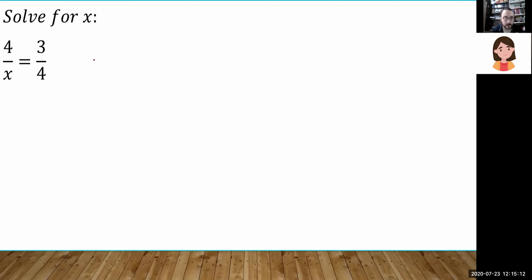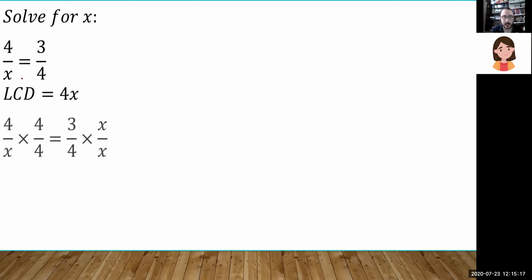So here what I did, first the LCD is 4x. Because the LCD is 4x, I need to turn this to 4x, so I multiply by 4. And this one also up, I multiply by 4. And here too, I need to turn this into 4x, so I multiply by x, times x. And here also times x. This is what I did, and I continued to solve the equation.